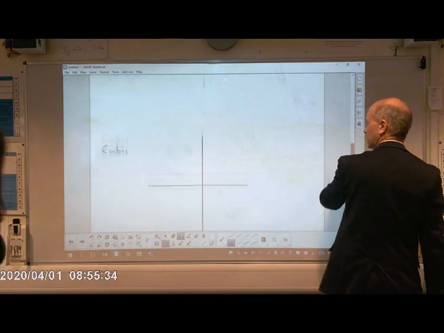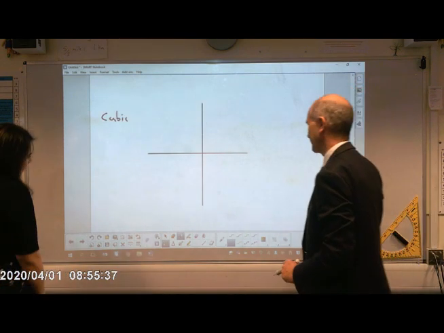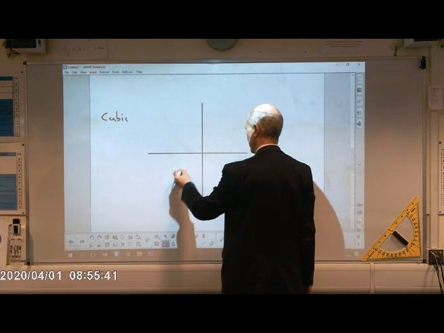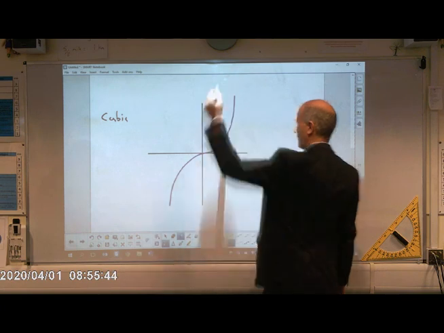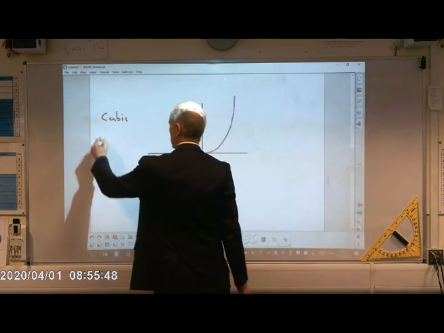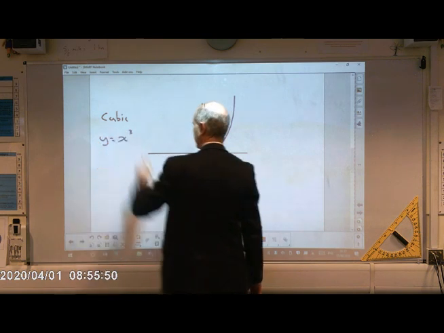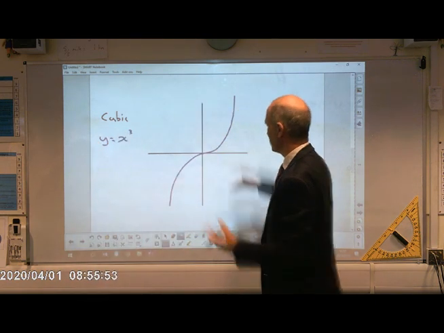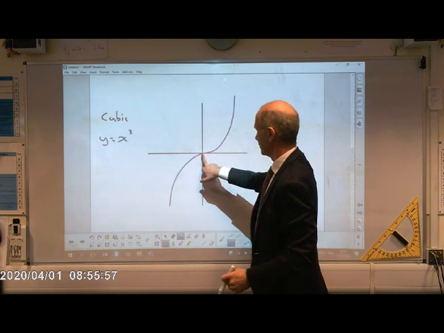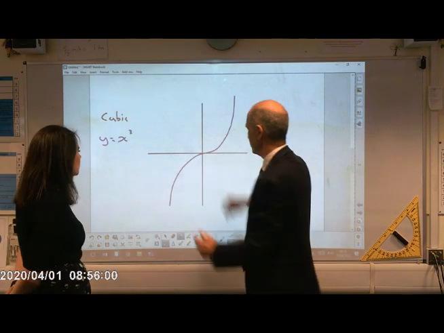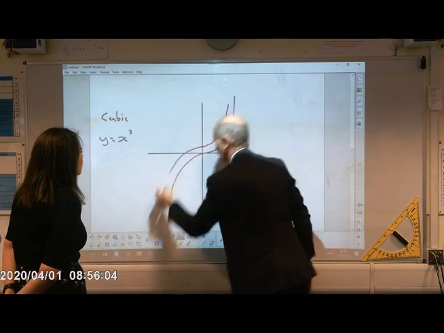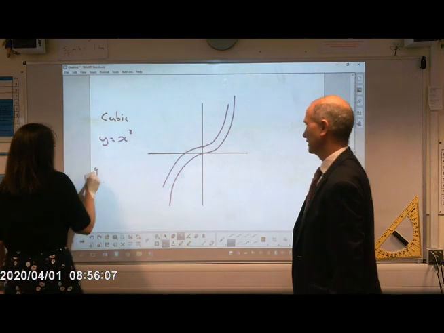Next one. Cubic. So cubic looks a bit like, and a bit more difficult to draw, it's just a flatten off and go like that. Y equals x cubed. And again, if I add or subtract another number, it will shift this point here up or down. So y equals x cubed plus 2 will look very similar, but will go through at a different point.